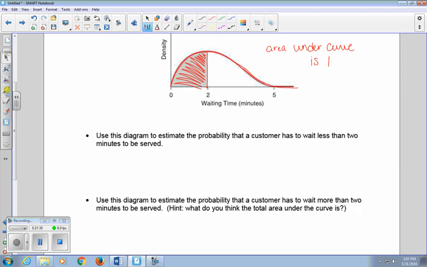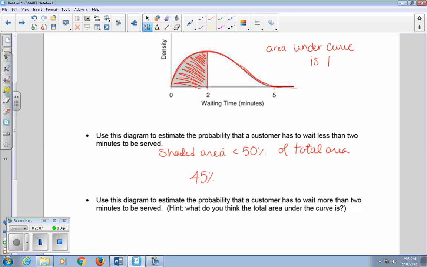So using this diagram, we can estimate the probability that a customer has to wait less than 2 minutes to be served. So to me, this looks like this shaded area is less than 50% of the total area, right? So let's say it's about 45%. So the probability that someone would have to wait under 2 minutes is about 45%.